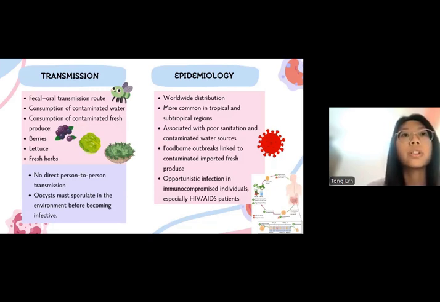The tropical regions such as Malaysia and the subtropical regions such as China have a warm climate and poor sanitation, which increase the risk of transmission. Foodborne outbreaks have also been linked to contaminated imported fresh produce. In addition, Cyclospora is an opportunistic parasite that can cause more severe and prolonged infections in immunocompromised individuals, especially patients with HIV and AIDS.